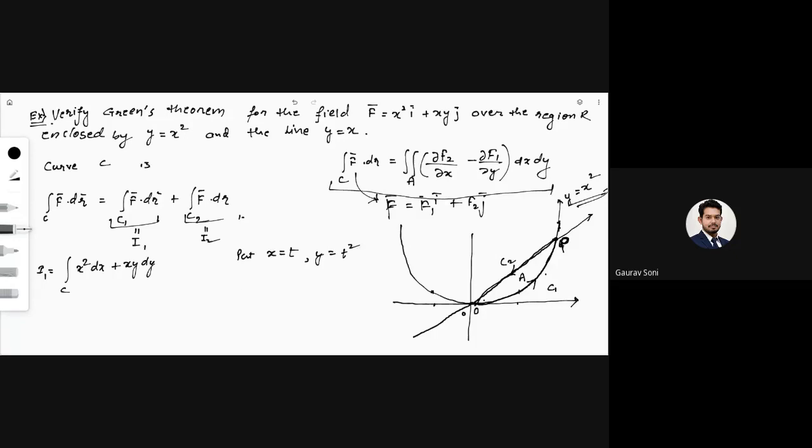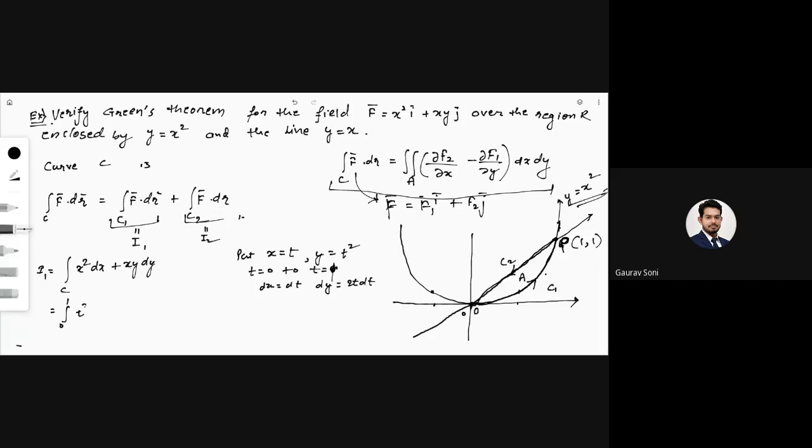What is the value of t? t is equal to x. x is changing from x equal to 0 to x equal to 1. Both curves will intersect at the point 1 comma 1. So t is running from 0 to 1, because this point is 0 comma 0 and this will be 1 comma 1. Put these values 0 to 1. What will be dx? dx will be equal to dt. dy is equal to 2t dt.